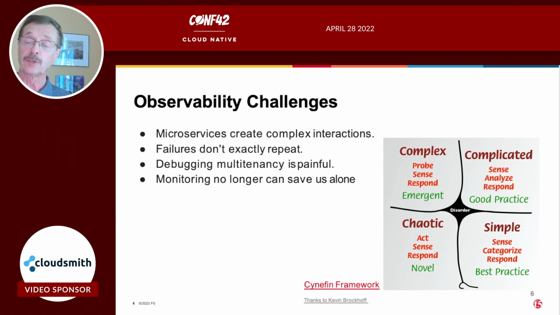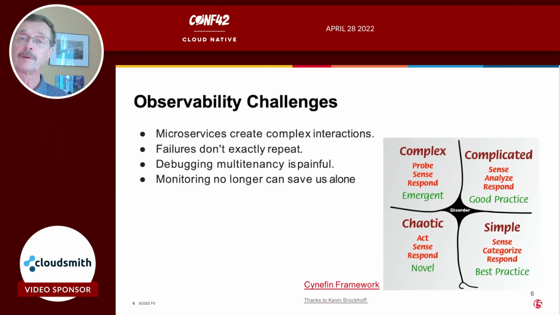But we've added two new dimensions. One, we've made things more complicated. We've added microservices. We've added loosely coupled communications pathways. We're building these things so that there are lots of building blocks. And those building blocks may interact in very different and complicated ways.